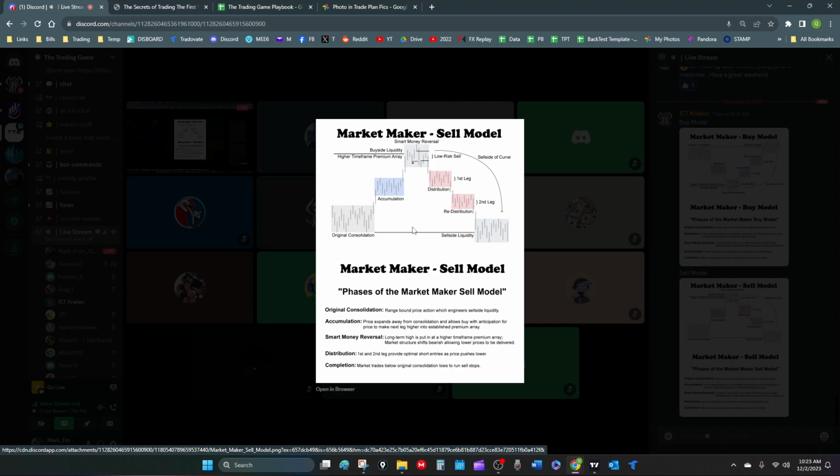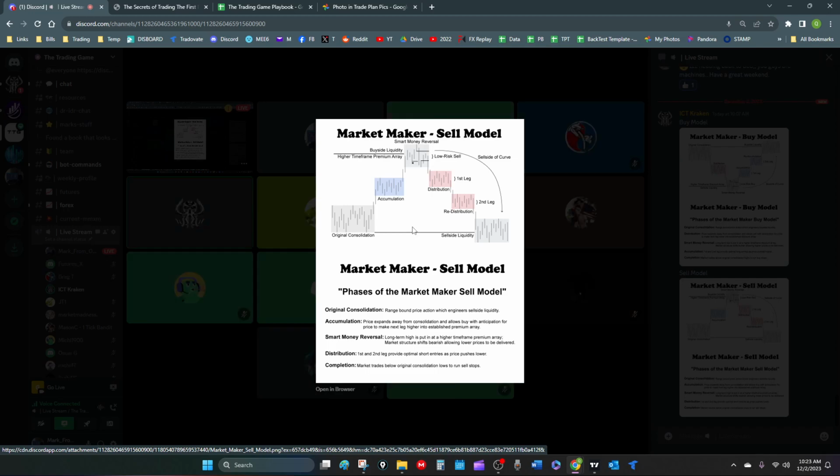I've seen it where it's gone up, and you think it's a market structure shift on the 1 minute, and then you get taken out, and then you get taken out again, and then it becomes a market structure shift, and you go lower. So the fake out sucks.